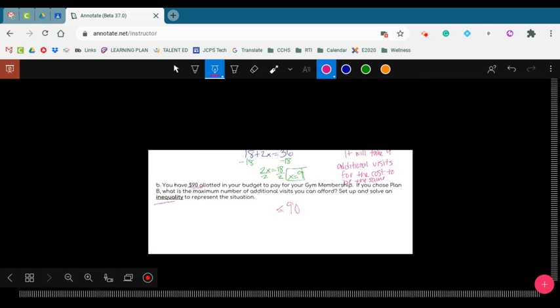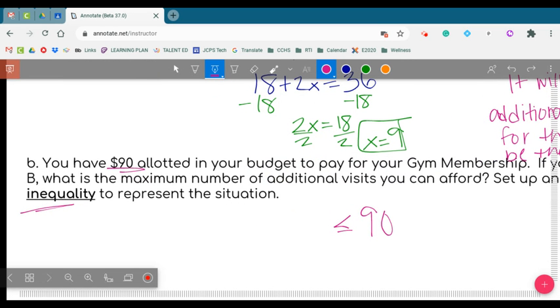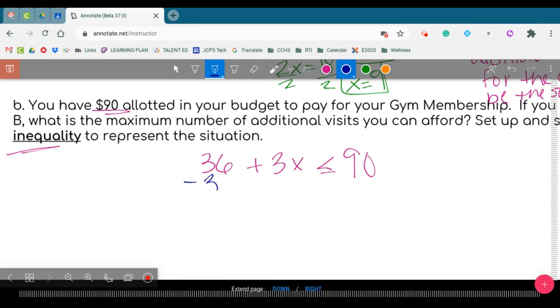And then we're going to go up and look at our plan B. Plan B, we have 36 and 3. So we're going to do 36 plus 3x. And then we're going to solve it. Minus 36. We get 3x is less than or equal to 54. Divided by 3, we're going to get x is less than or equal to 18.